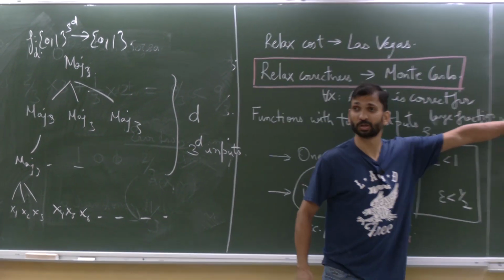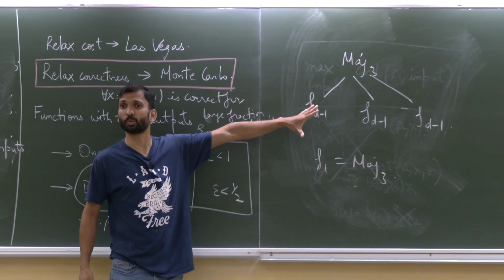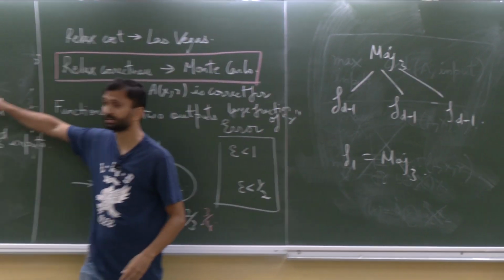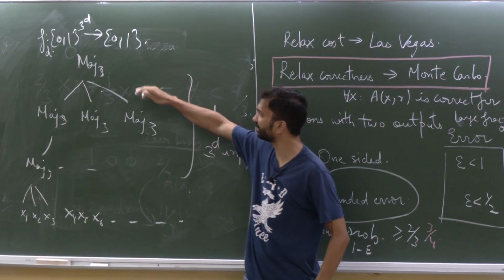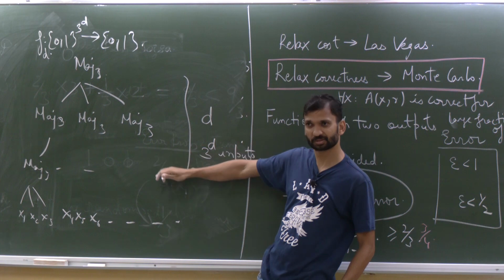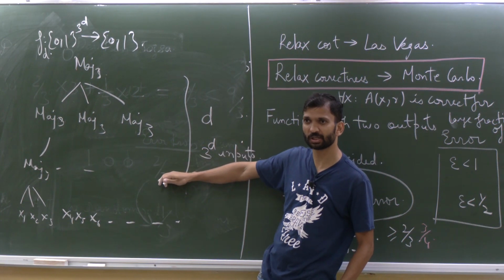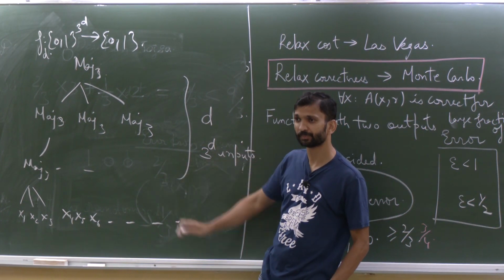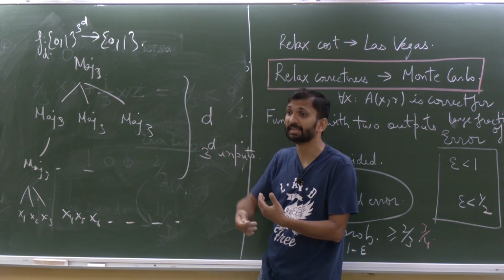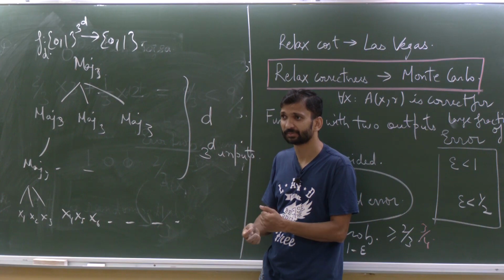If you expand this out, f of d minus 1, apply, then it will look like this tree. It will have a majority 3 gate here, 3 majority 3 gates, 9 majority 3 gates, and 3 to the power d minus 1 majority gates at the bottom. So this is a majority tree of height d.